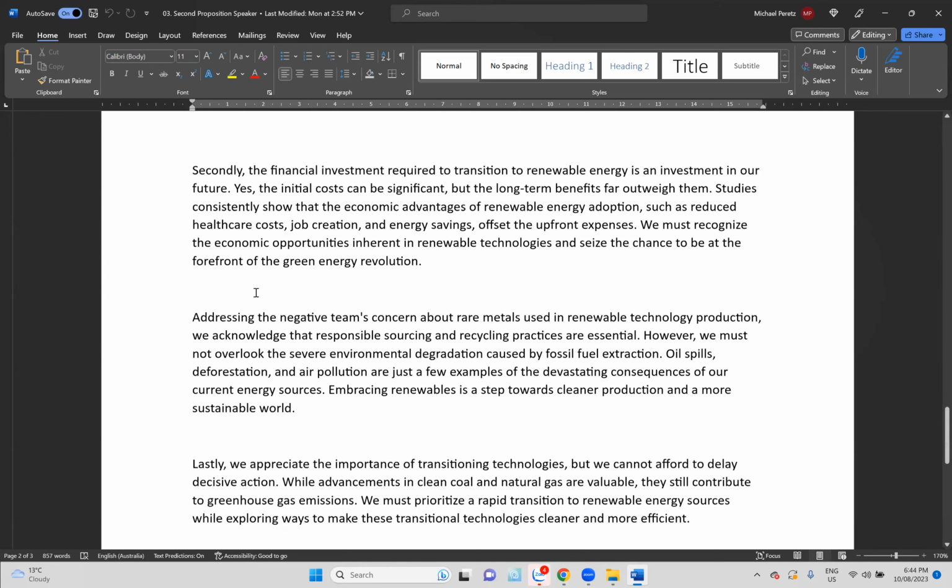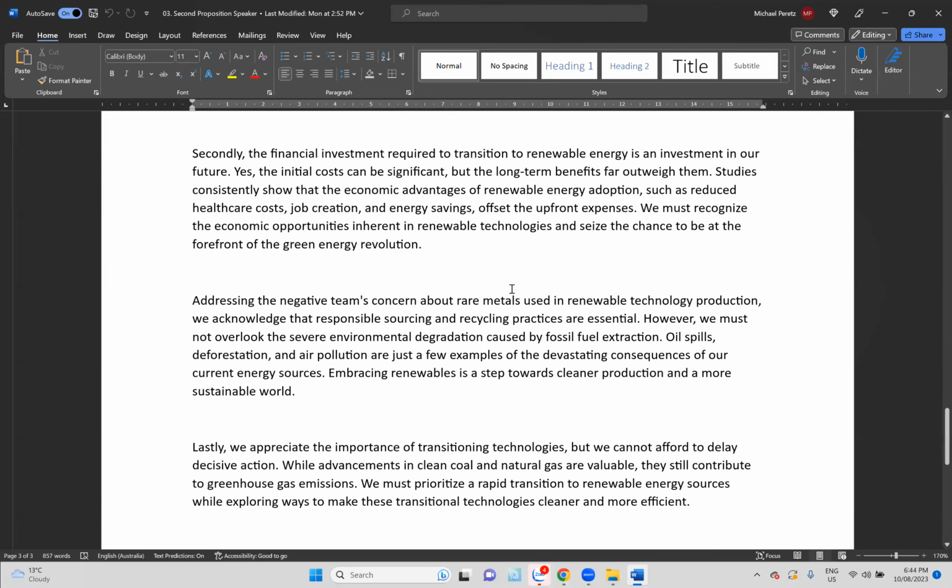We then go on to address the negative team's concern and come up with a rebuttal to what they've said. So addressing the negative team's concern about rare metals used in renewable technology production, we acknowledge that responsible sourcing and recycling practices are essential. So once again, we're saying that, yes, we recognize you've raised a good issue and a problem here, and we're already providing a solution.